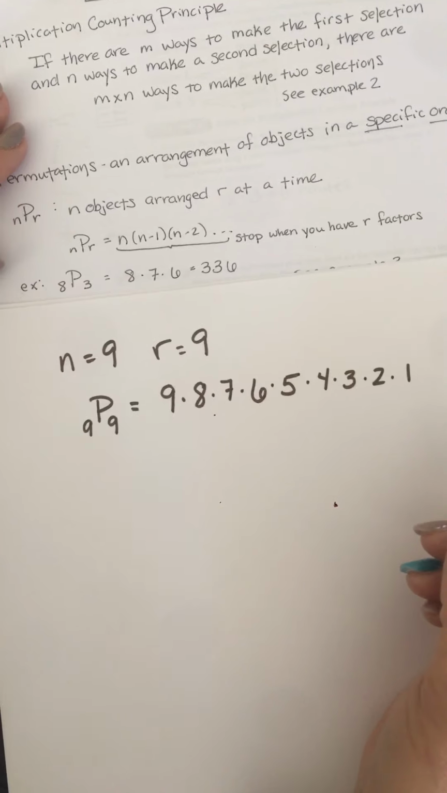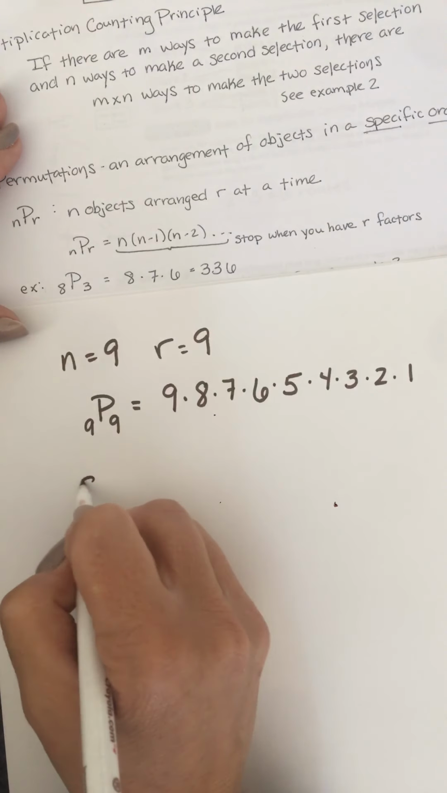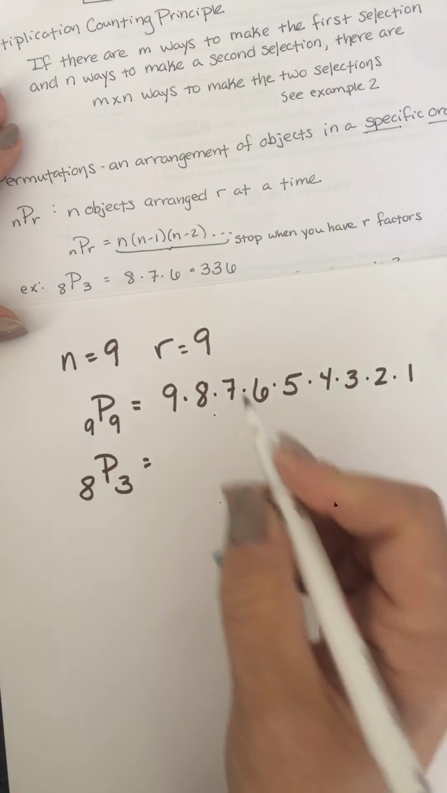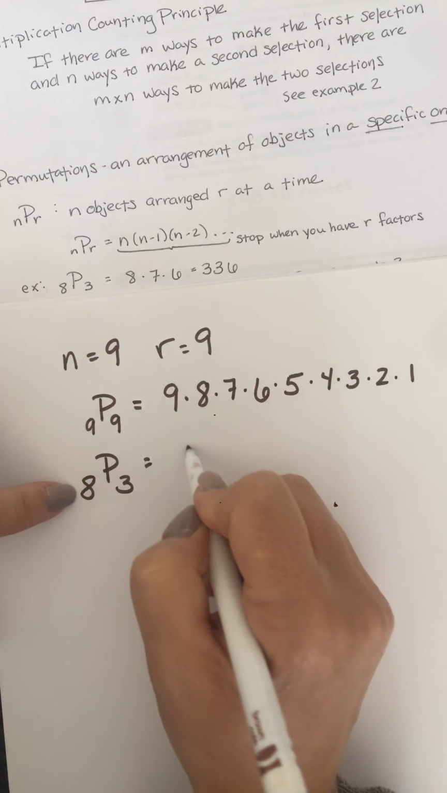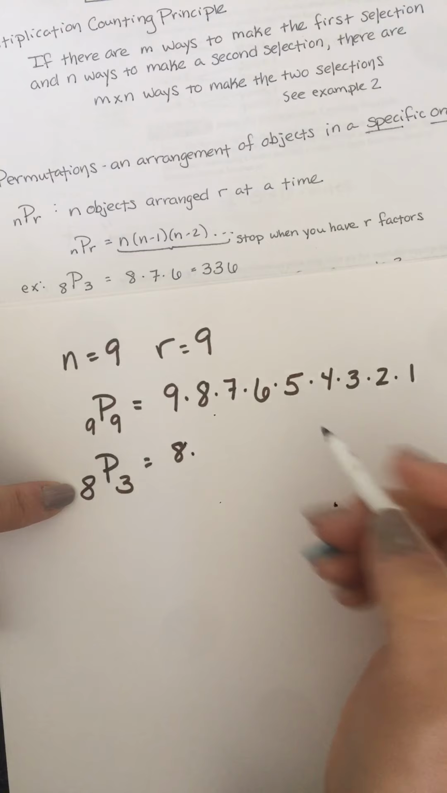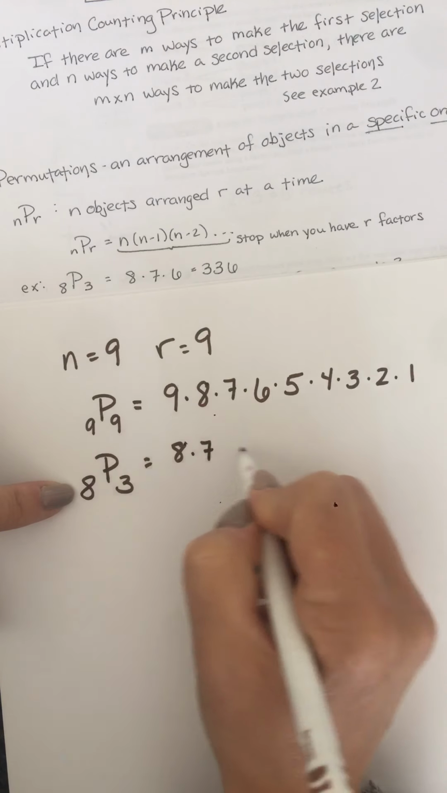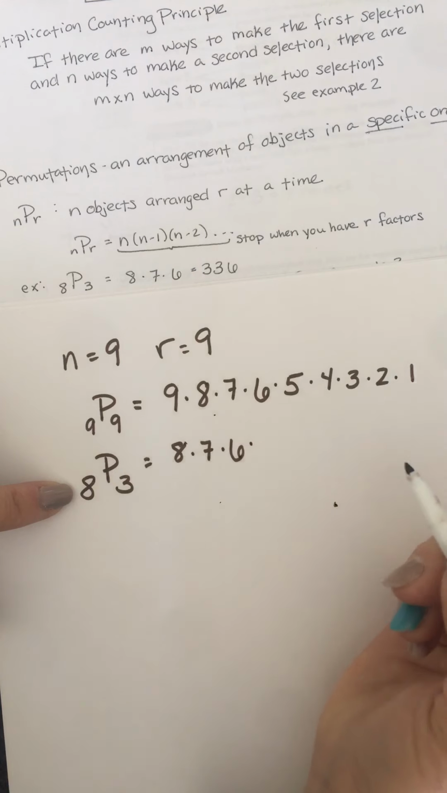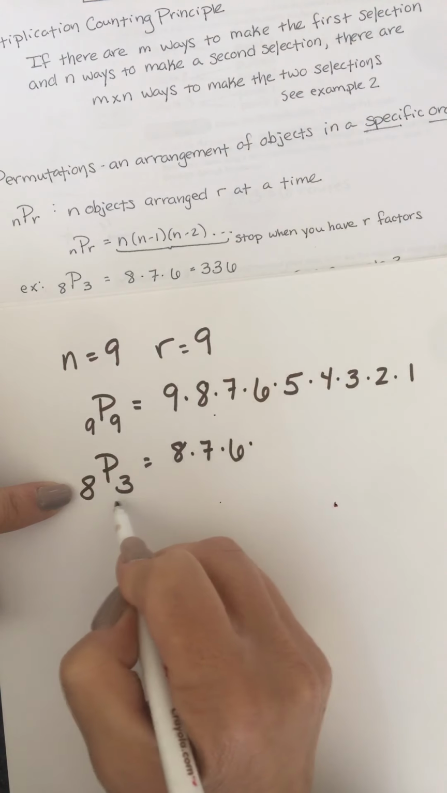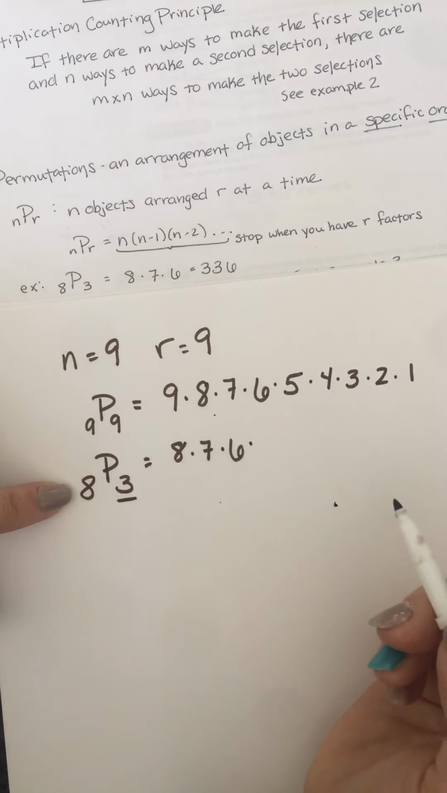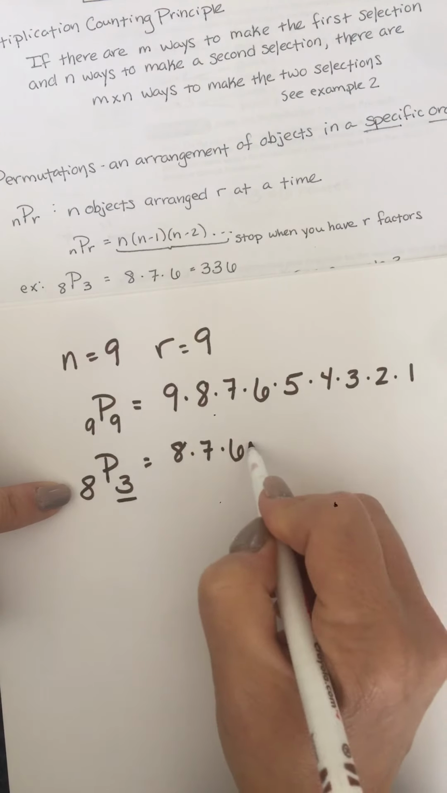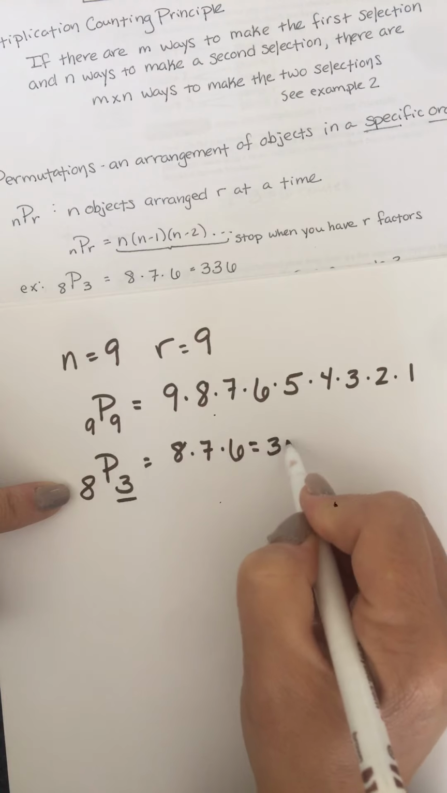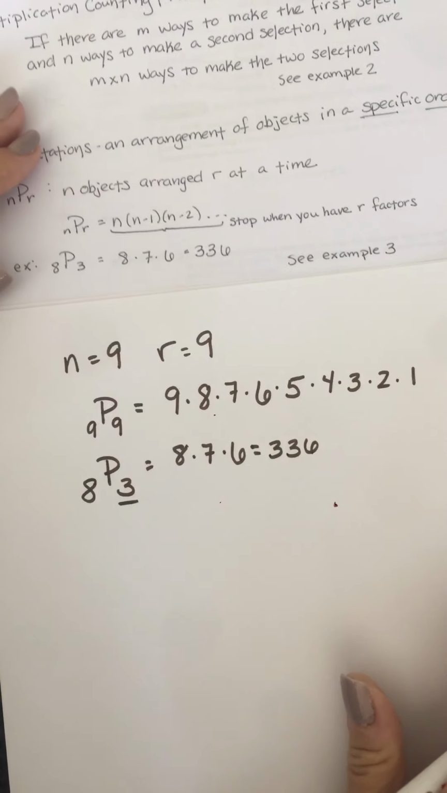So let's do it in this example. We have 8P3. So here we go. We start with N, which is 8, subtract off 1, and then keep subtracting 1, 7, 6. And then how many times do we do it? We do it 3 times. So 1, 2, 3. Oh, we're done. So you multiply 8 times 7 times 6, you get 336.